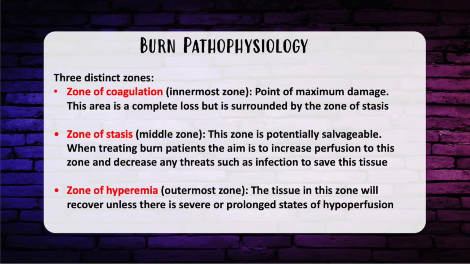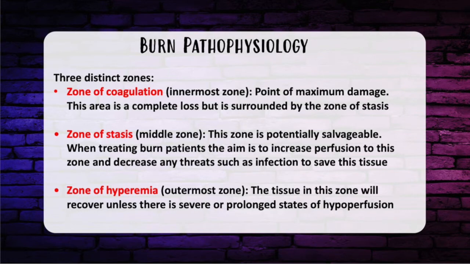Let's start with some basic burn pathophysiology. You want to start with the pathophysiology of burn leading to three zones. Those three zones start with the zone of coagulation. This is going to be your point of maximum damage, and this area is a complete loss, but it's surrounded by a zone of stasis. And this is a potentially salvageable zone.